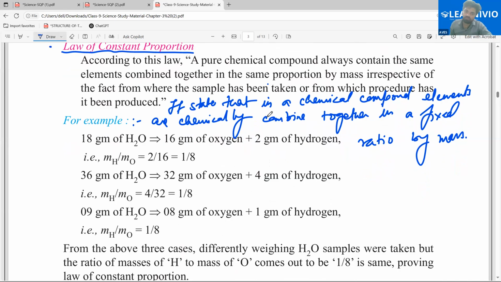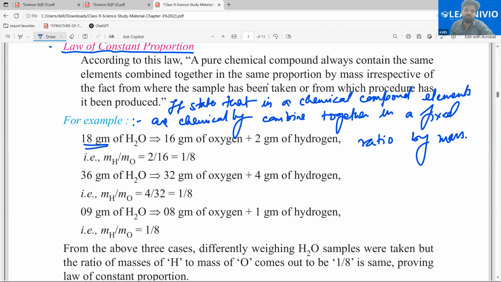Now we shall be moving here. What does this law of constant proportion mean? The law of constant proportion states that irrespective of the source from where you have taken it, whether you are taking water from river water, pond water, lake water, rain water or ocean water, it will always be the same.